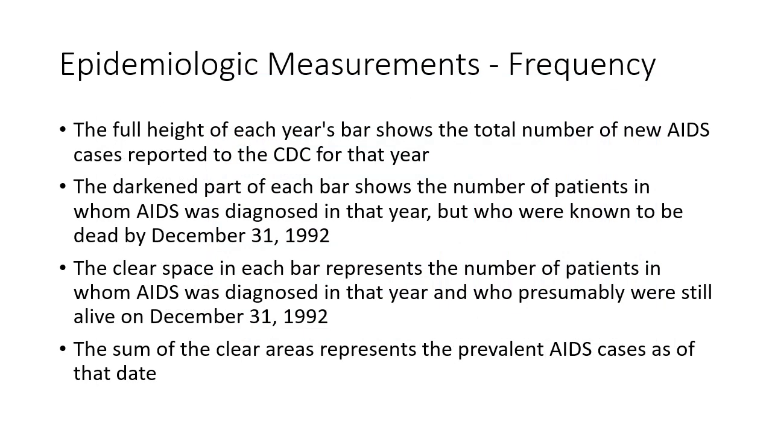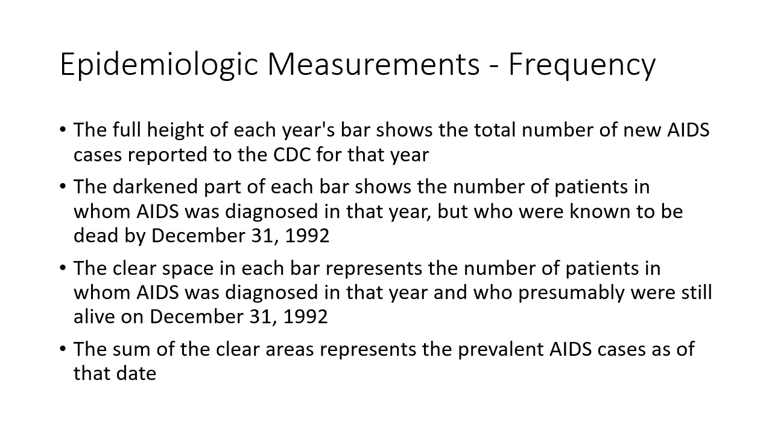So again, each box would be the number of incident cases for that year. But when you combine all the white boxes at the end of that study period, that would be the actual prevalence of the disease right at the end of that study period. Okay. So the full height of the box is the number of new cases that were diagnosed, the darkened portion is those that were dead at the end of that period at 1992, and the white space is those that were still alive. And if you were to add up every single white box together, that would be your prevalent AIDS cases at the end of that study period, December 31st, 1992.